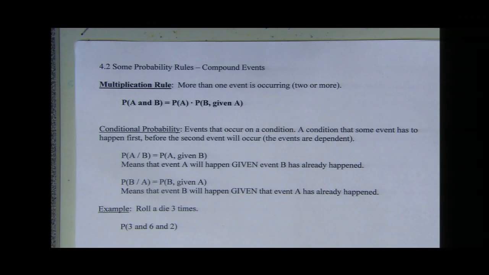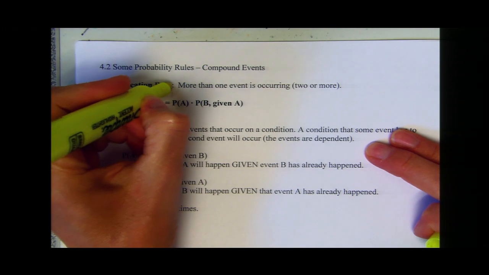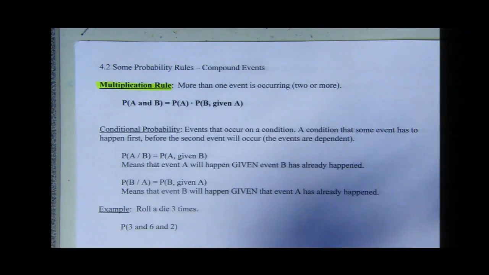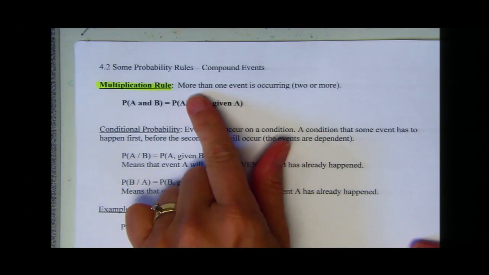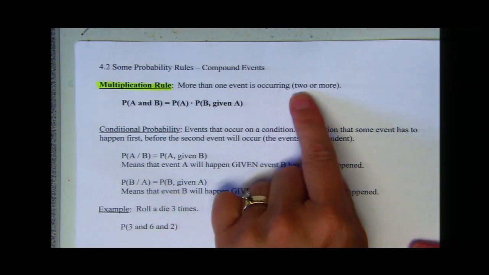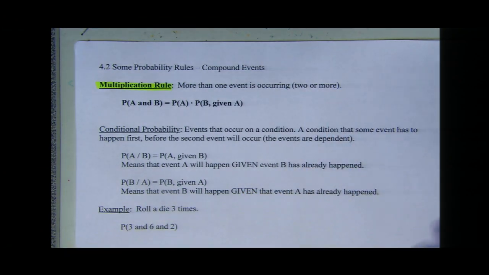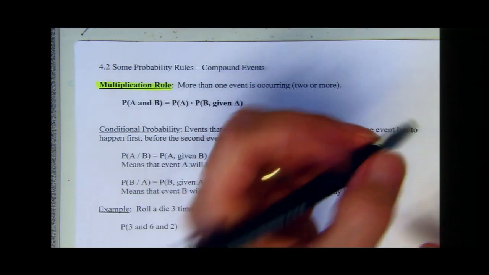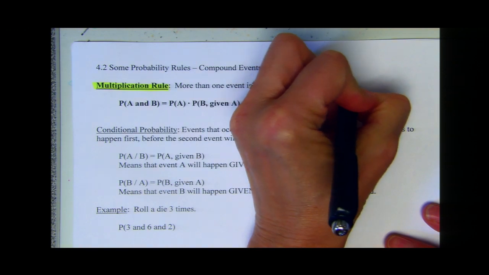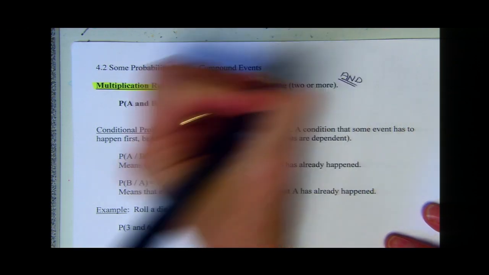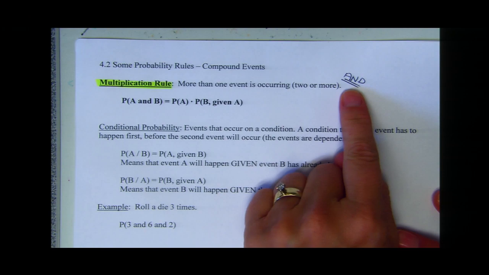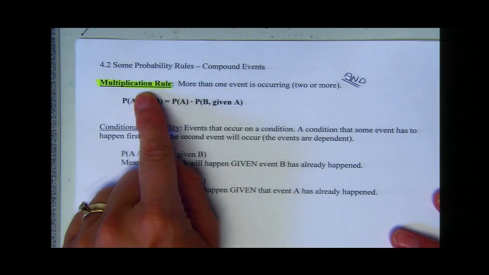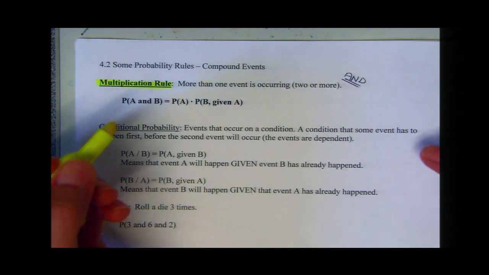In chapter 4.2, we will continue with probabilities, and now we're going to look at some particular rules. The first rule is called the multiplication rule. Some things that you need to know: more than one event is occurring, so two or more events are occurring. You can think of it as the "and" statement or the "and" rule. So when you see a probability with "and," you know you're going to apply the multiplication rule.